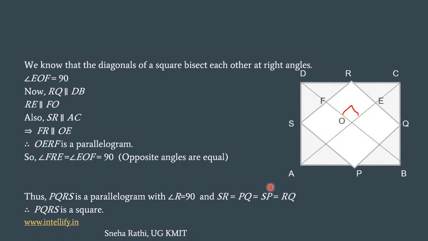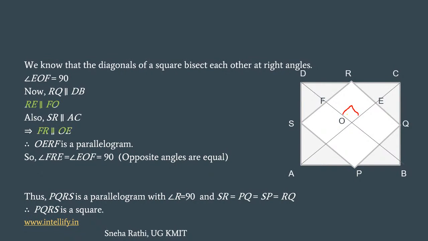Now let me mark that. Just a second. See this. It is also given that SR is parallel to AC, so FR will also be parallel to OE. RE is parallel to FO, and FR is also parallel to OE, which means that OERF is a parallelogram because both pairs of opposite sides are parallel.